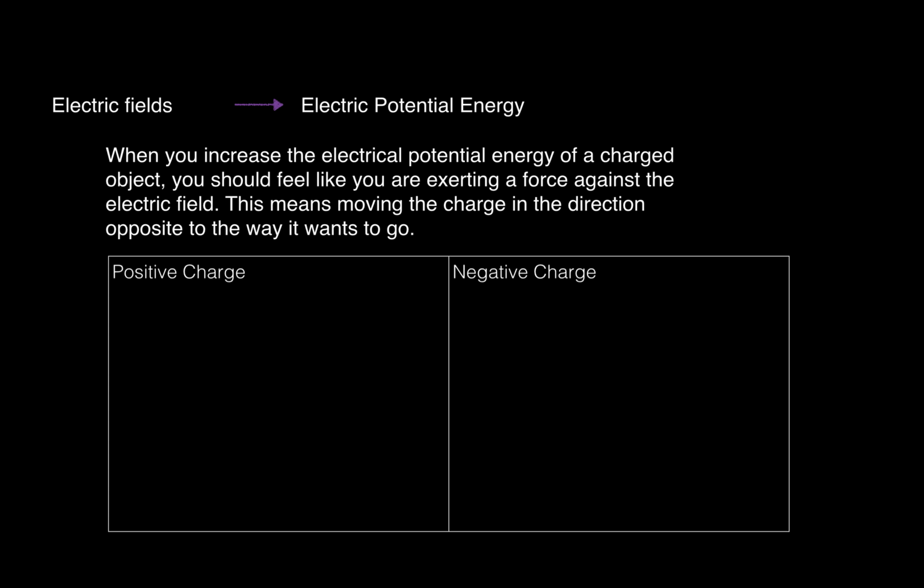This is a little more complicated for electric potential energy than it was for gravitational because we have the two different types of charges. So I'll draw a situation in both cases where I have a negatively charged object. We know that electric field lines point at negatively charged objects and away from positively charged objects.